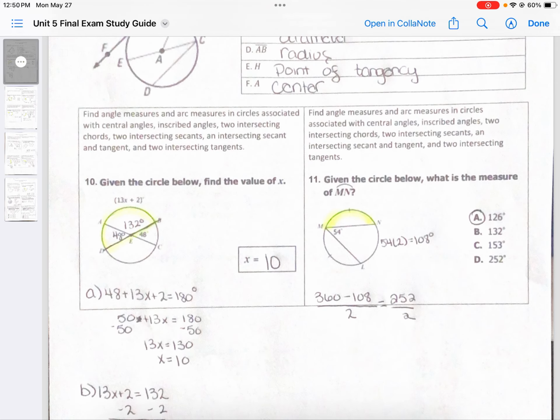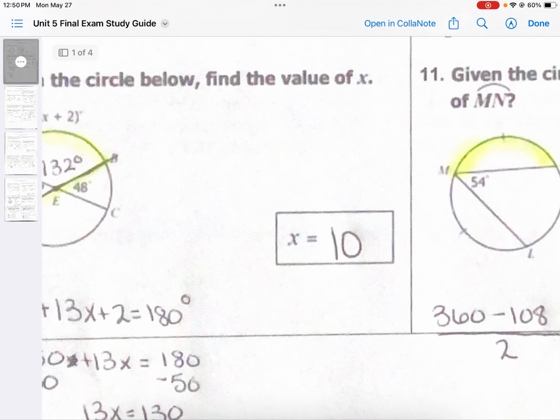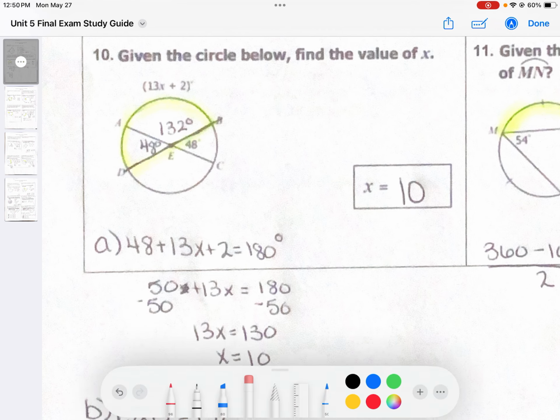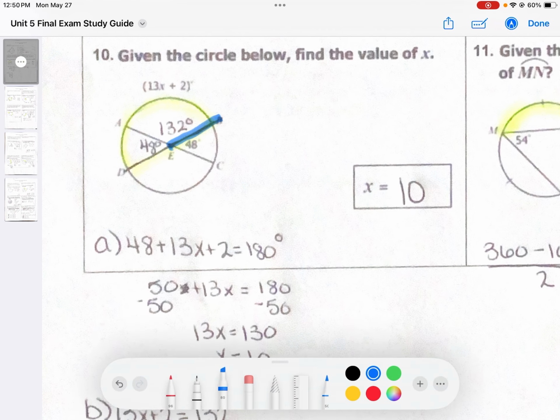So given the circle below, find the value of x. As you see here, we have 13x plus 2 degrees. We have to find what x is. We could have done this in multiple ways. First things first, starting out with vertical angles are congruent. So if AED is 48, BEC is 48. We learned that in Unit 2, vertical angles are congruent.